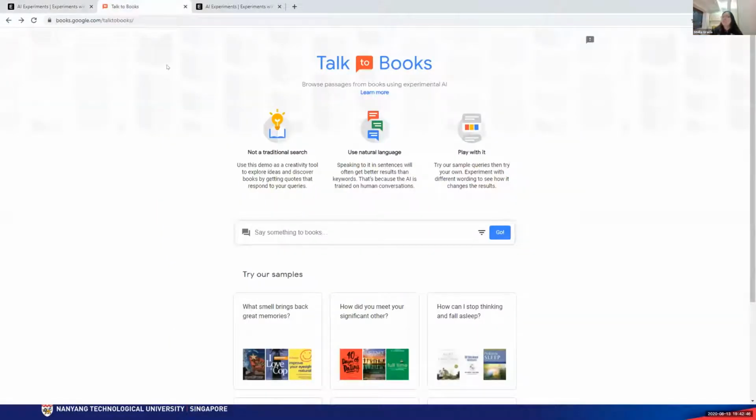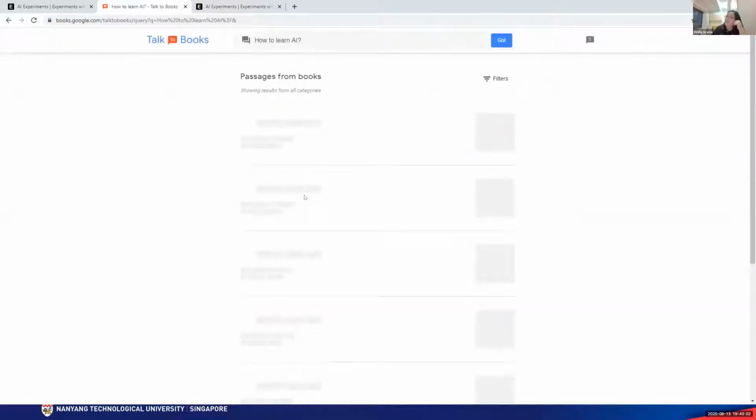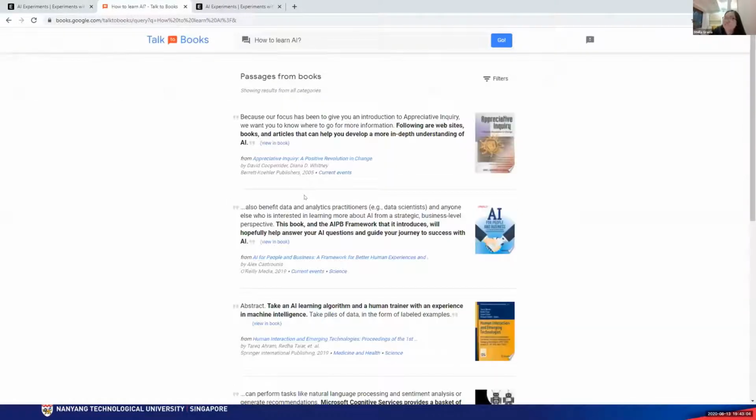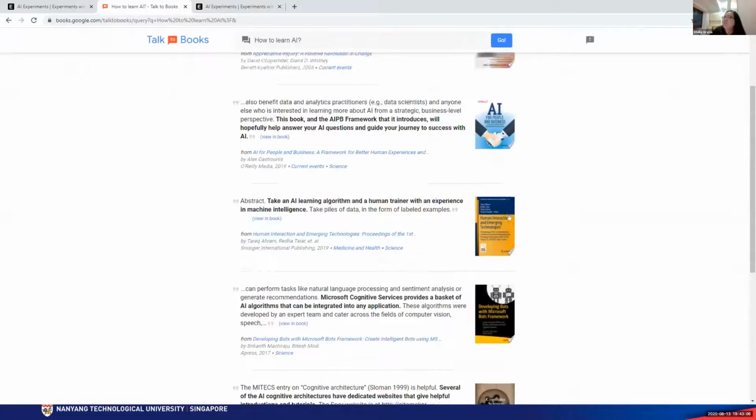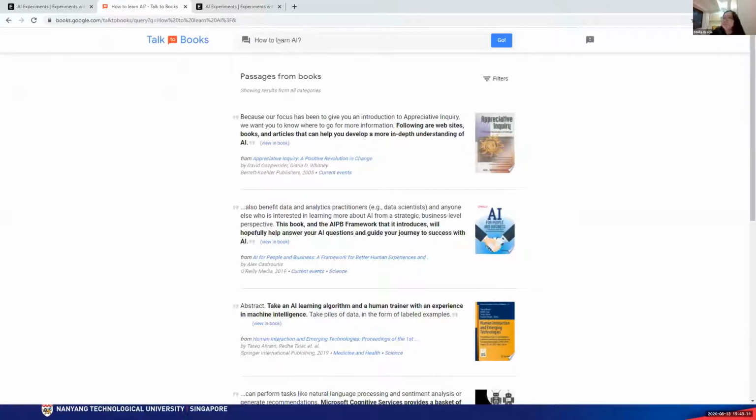One that is pretty simple is the Talk to Books project. You can essentially literally talk to books. Let's say I want to ask, how do I learn AI? How to learn AI? It will extract different books and recommendations for you. And it's really like talking to books, so it doesn't have to be something serious. It can be like, you know, have you eaten?